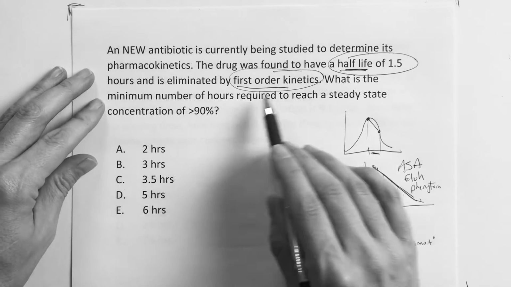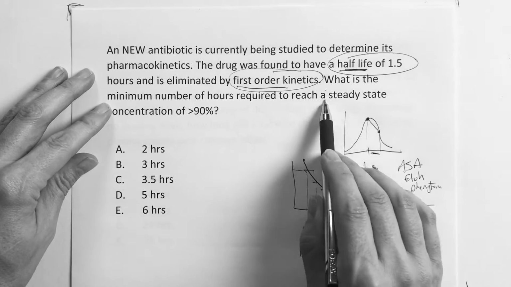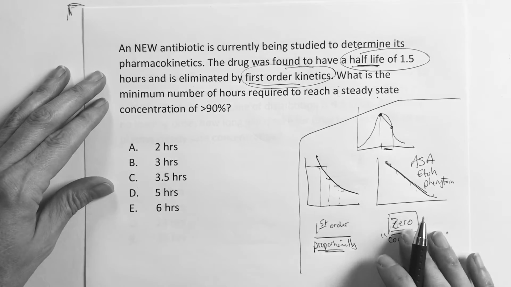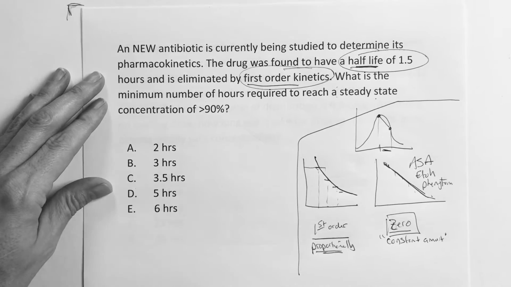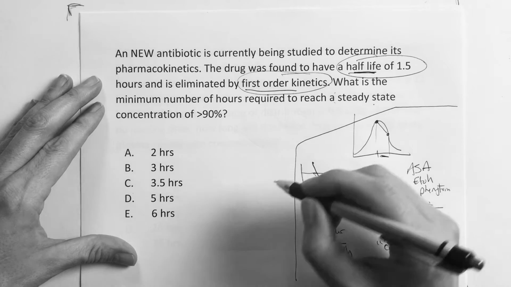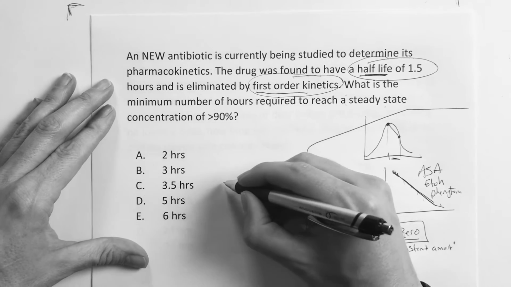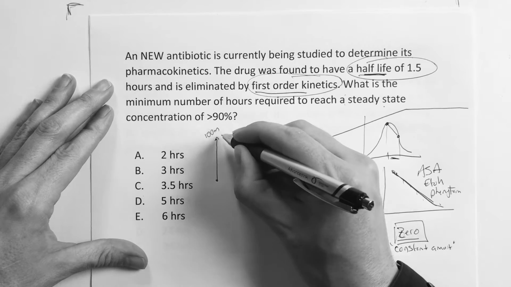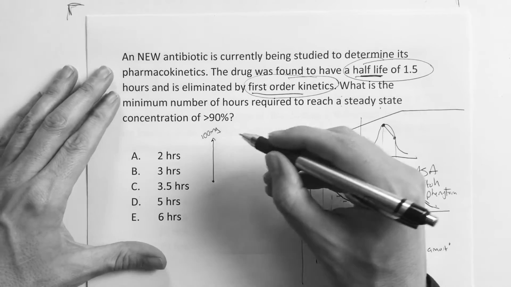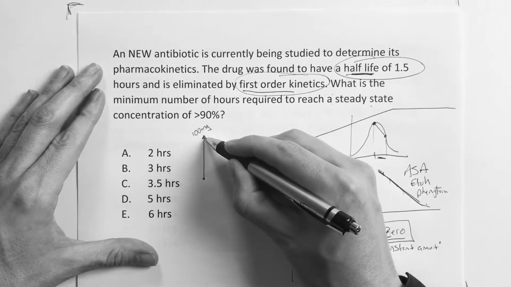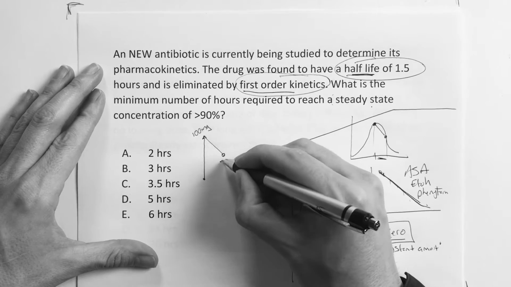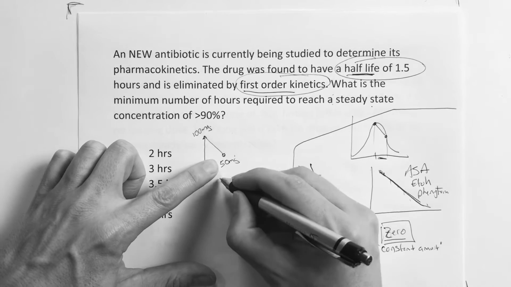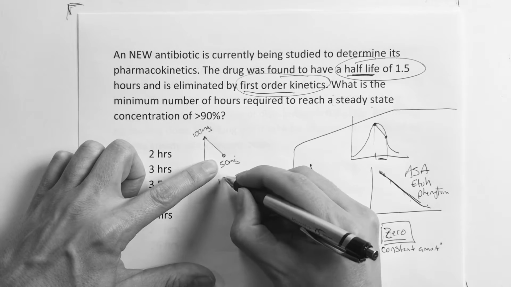So, what is the minimum number of hours required to reach steady-state concentration? Let's get this out of the way because that doesn't really apply for the most part. This goes back to what we talked about with half-lives. If we said we're going to give somebody 100 milligrams, remember a half-life is how much time it takes for that to get to half that dose. So then it goes down to 50 milligrams. It went from 100 to 50 milligrams in one half-life.